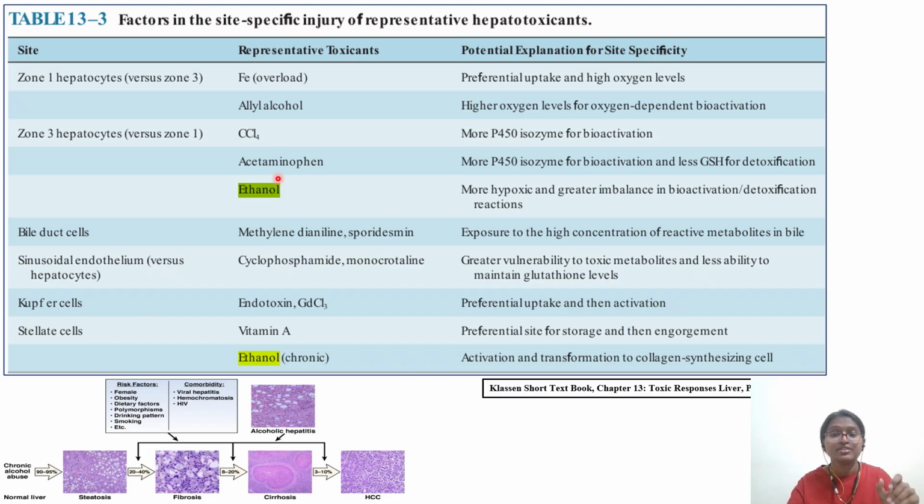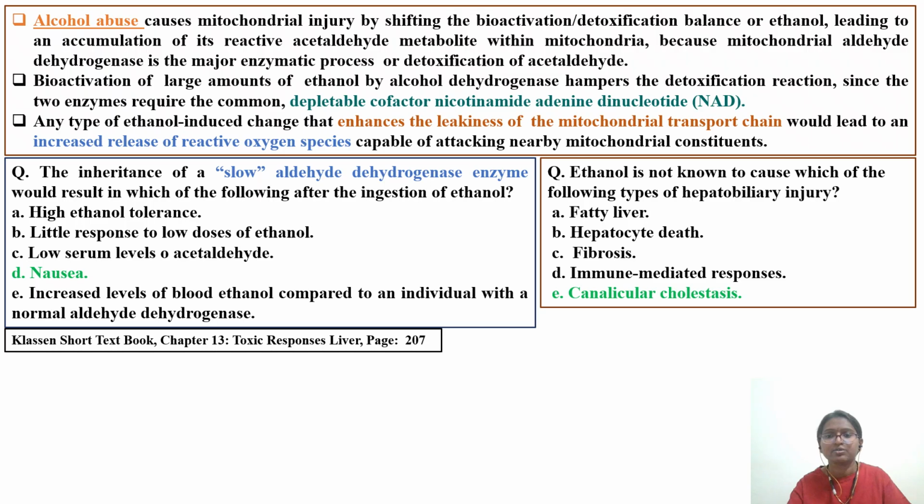As I told you, when you do histopathology of the liver, there are different regions: zone 1, zone 2, and a triad system. So ethanol is particularly affecting zone 3 hepatocytes, which are more hypoxic, with a greater imbalance in bioactivation and detoxification reactions. And ethanol is also affecting stellate cells, with activation and transformation to collagen synthesizing cells. So pause here and read. If possible, try to read about other examples also, which part of the liver they are affecting, that you read.